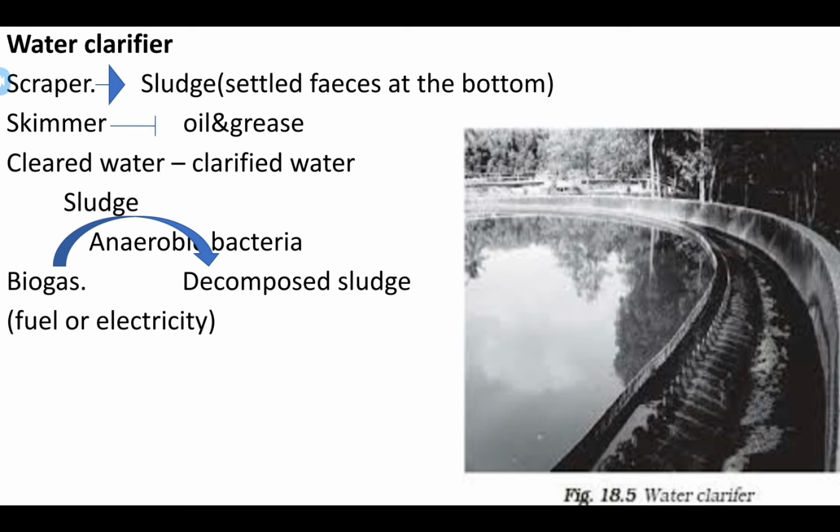Then what is one more important equipment there? The skimmer. This skimmer removes floatable solids like oil and grease. Why do oil and grease float? Because they are lighter, less dense than water, so they float above the water. Which equipment separates oil and grease? The skimmer removes floatable solids, oil and grease. Then the water in the layer between the sludge and the scum, the floatable material, is called clarified water.